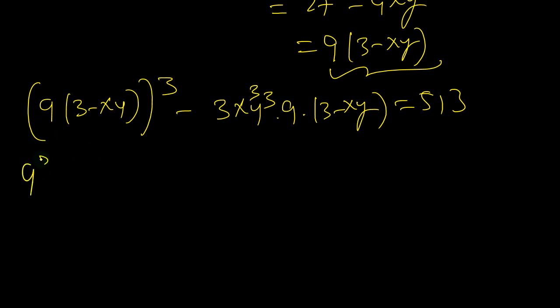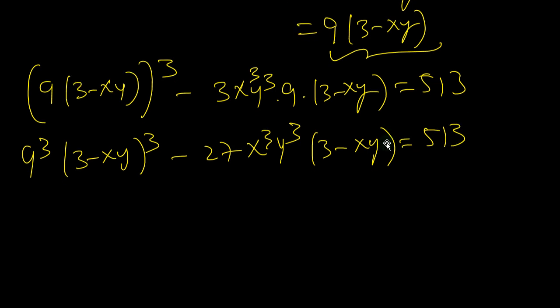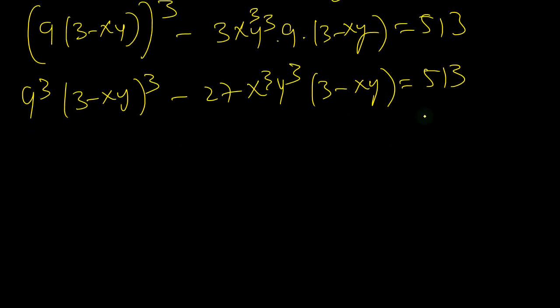I'm gonna keep 9 to the 3 here, right? And then (3 minus xy) to the 3 minus 27 x to the 3, y to the 3, and then 3 minus xy equals 513. So guys, this is something we can just simplify, right? But before I keep going, I'm gonna divide all sides by 27.